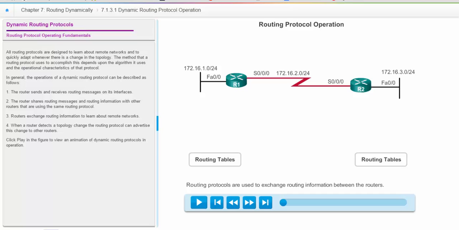Basically, the operations of a dynamic routing protocol can be described as follows: the router sends and receives routing messages on its interface. The router shares routing messages and routing information with other routers that are using the same routing protocol, and that's important. They are sharing and they're using the same routing protocol. Routers exchange routing information to learn about remote networks. And when a router detects a topology change, the routing protocol can advertise this change to the other routers so that they're updating their routing tables as well.